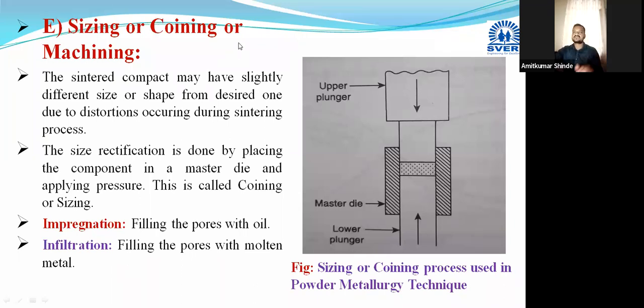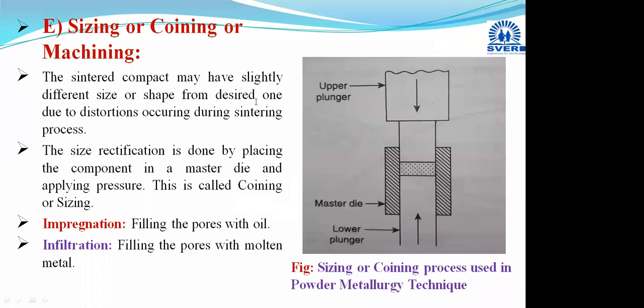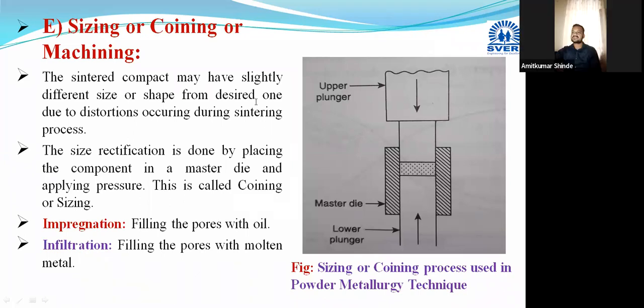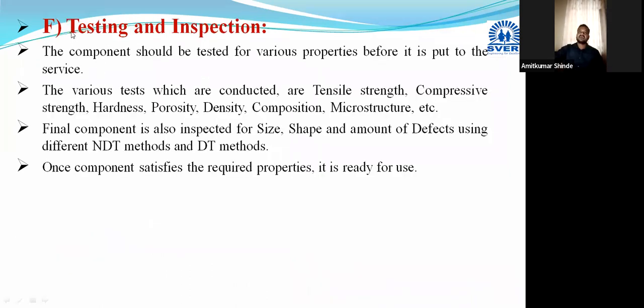Then we will move towards the next stage, that is the final stage. This is the fifth stage: sizing, coining or machining. Inside this, we perform any extra operation like impregnation, filling the pores with oil, or infiltration, filling the pores with molten metal. And after this fifth stage, the final or sixth stage is testing and inspection.